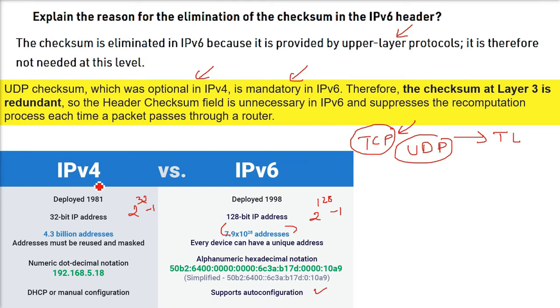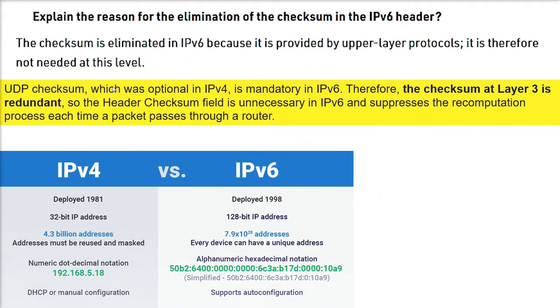Therefore, the checksum at layer 3 is redundant. That is, at the network layer, there is no point in having checksum. So the header checksum field is unnecessary in IPv6 and it suppresses the recomputation process each time a packet passes through a router. So hop to hop, why check every time? Because checksum is already there in TCP, and now it is in UDP also in IPv6.